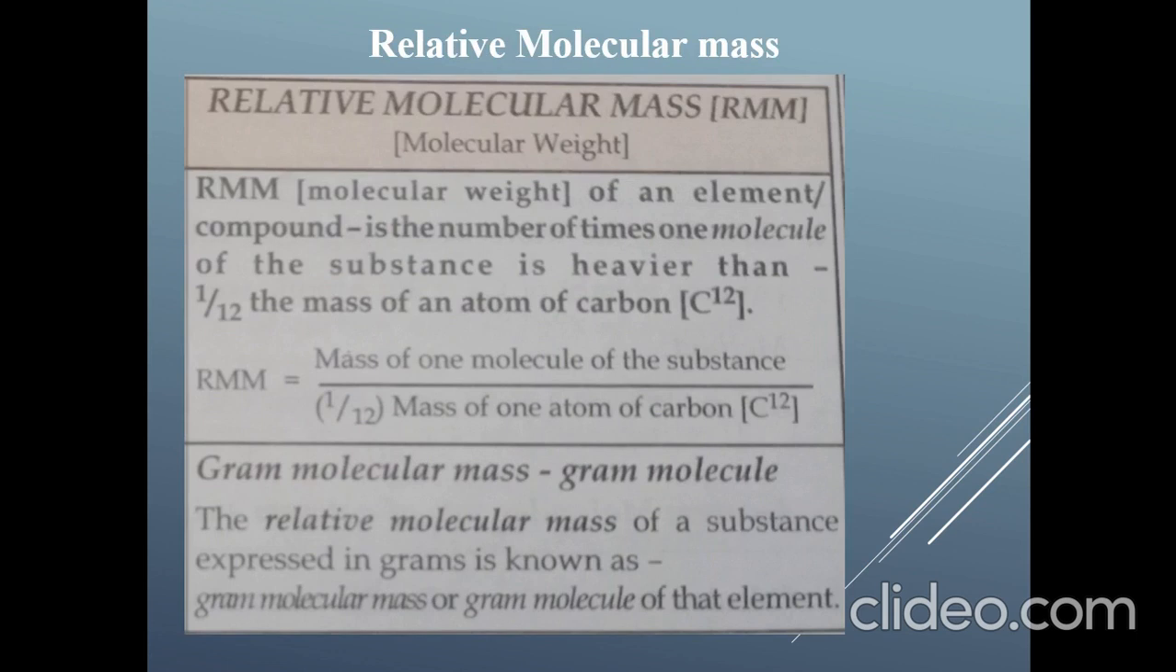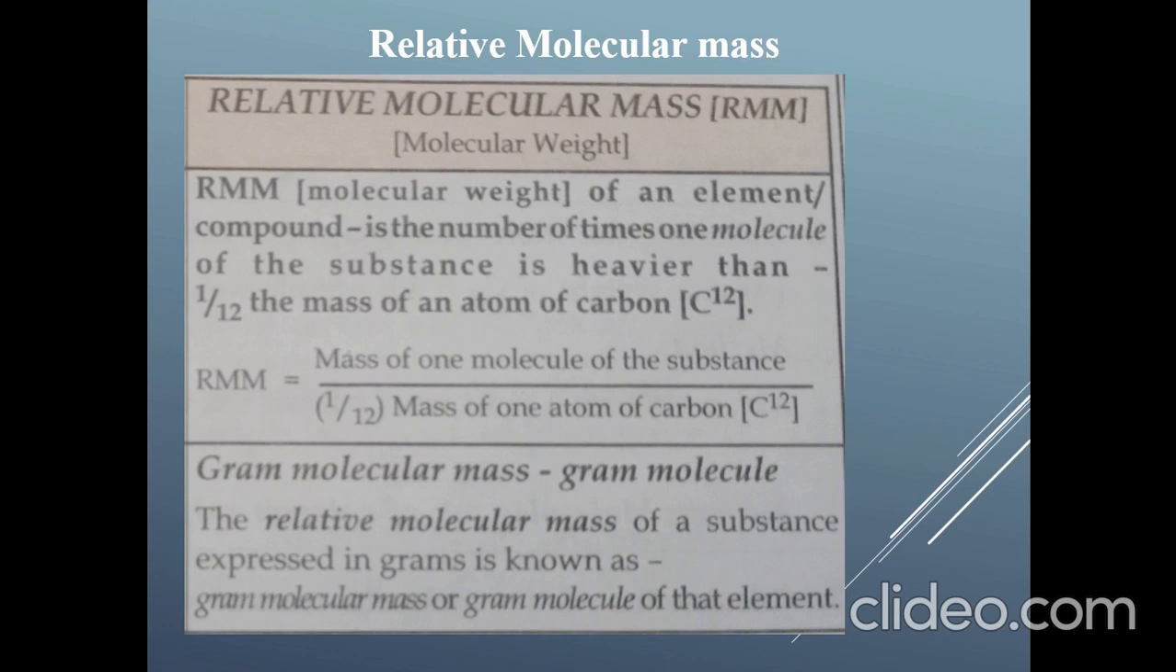Now relative molecular mass. It is also called RMM. It tells us about the molecular weight. Now let us first understand the difference between atom and molecule. RAM, that is relative atomic mass, tells us about the atom, and relative molecular mass tells us about the molecule. Now what is the difference between atom and molecule? An atom is the smallest particle of an element, while atoms combine together to form a molecule.